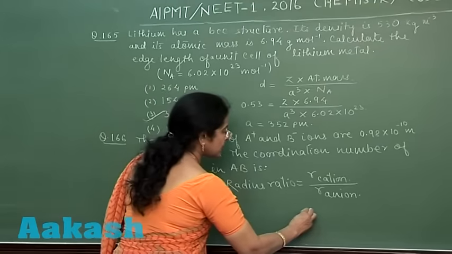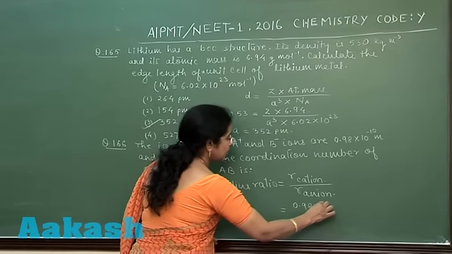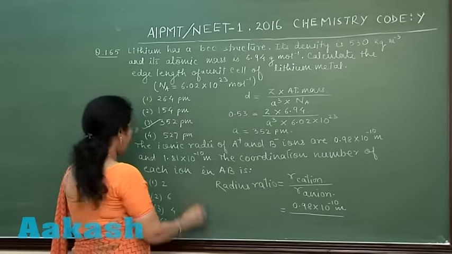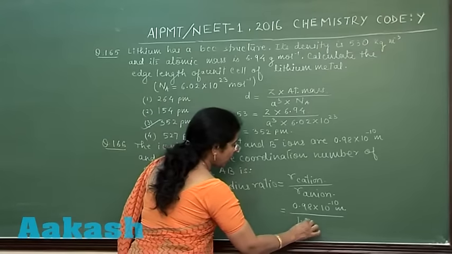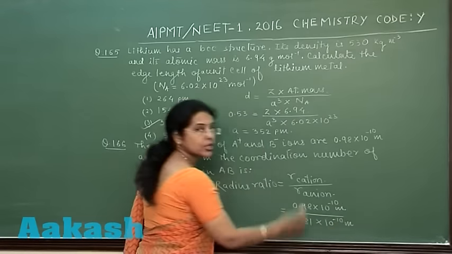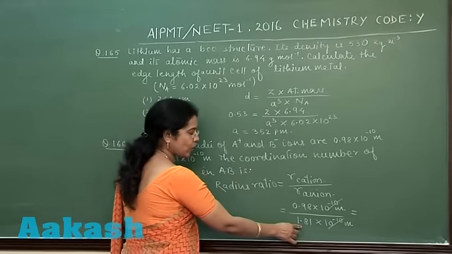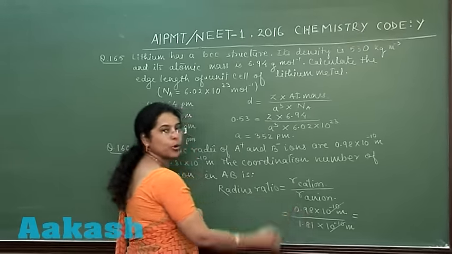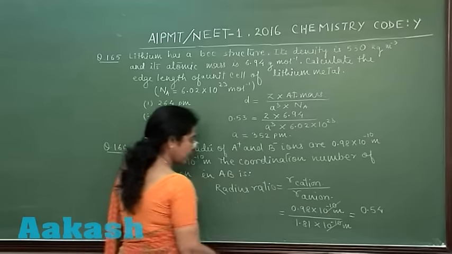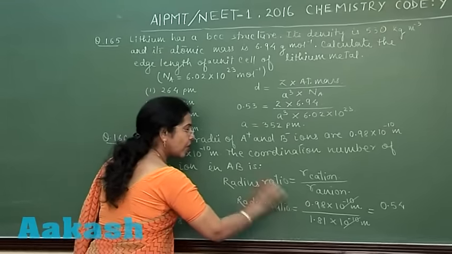Now in this question, radius of cation is given 0.98 into 10 raised to power minus 10 meter, and radii of anion is given 1.81 into 10 raised to power minus 10 meter. So this value is cancelled. 1.81 is slightly more than the double of 0.98. So this value is coming 0.54. Radius ratio of the given ionic compound is 0.54.